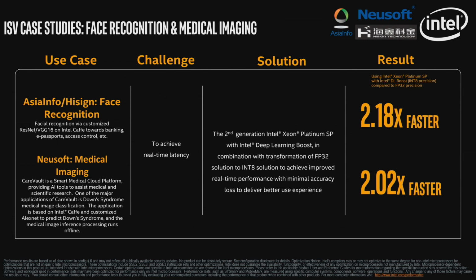Their challenge was to get real-time latency, and they were able to get that by going from FP32 to Int8. In these cases they actually had a much older version of Xeon, and they were still able to get a 2x improvement in performance, and the same thing with NewSoft as well. And these are actual proof points that have been deployed at the customer sites as well.